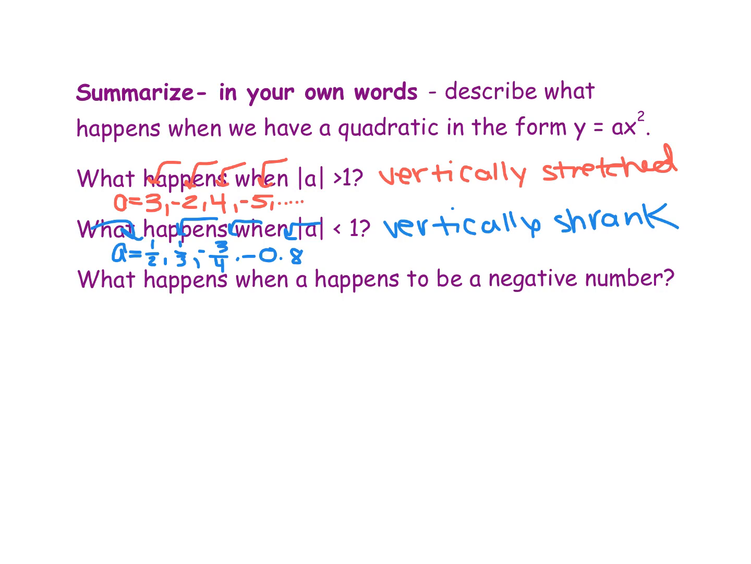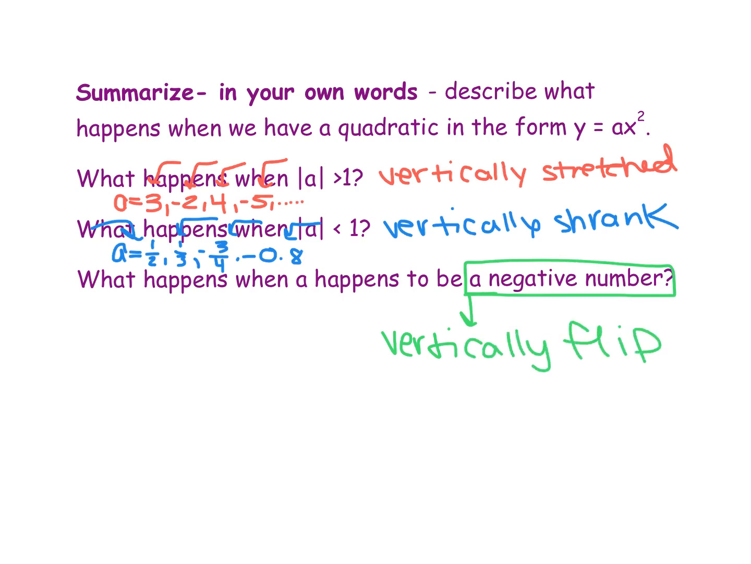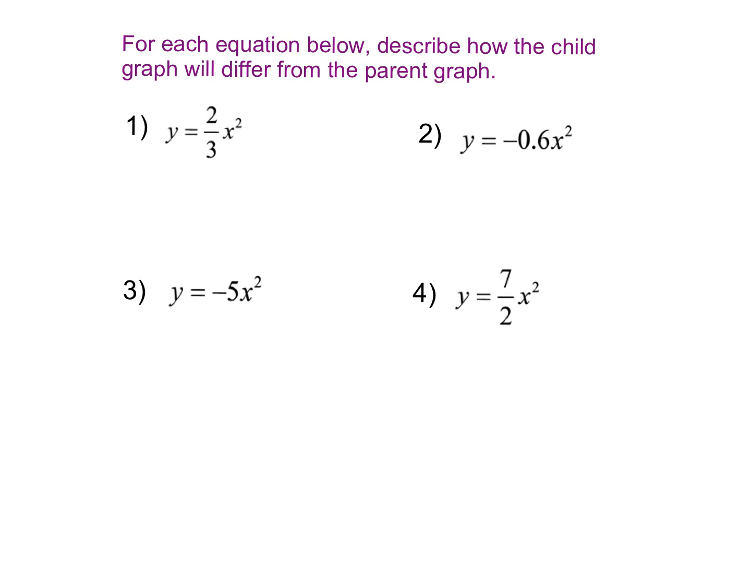And then lastly, we noticed that when A happens to be a negative number, it could possibly have a vertical shrink or a vertical stretch, but if A is a negative number, it is also going to do what is called vertically flip. So for each equation below, we're just going to make a prediction about how the child graph that we see will differ from the parent graph.